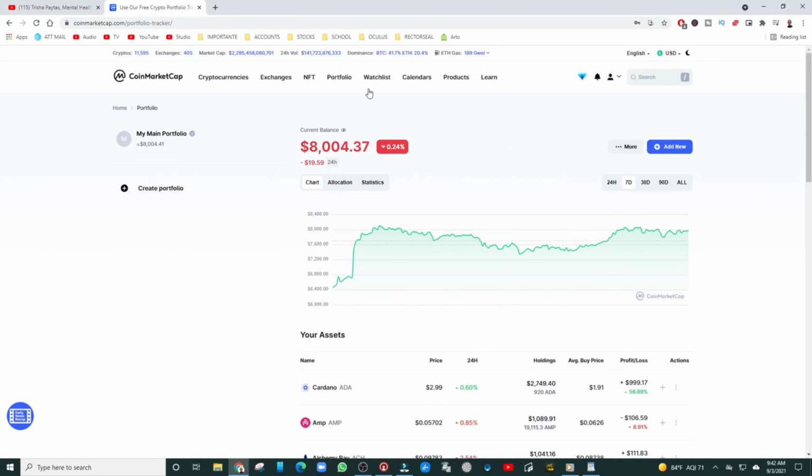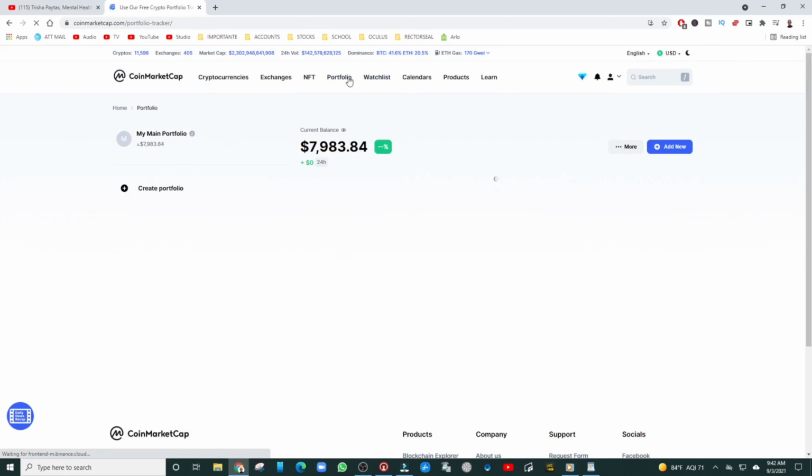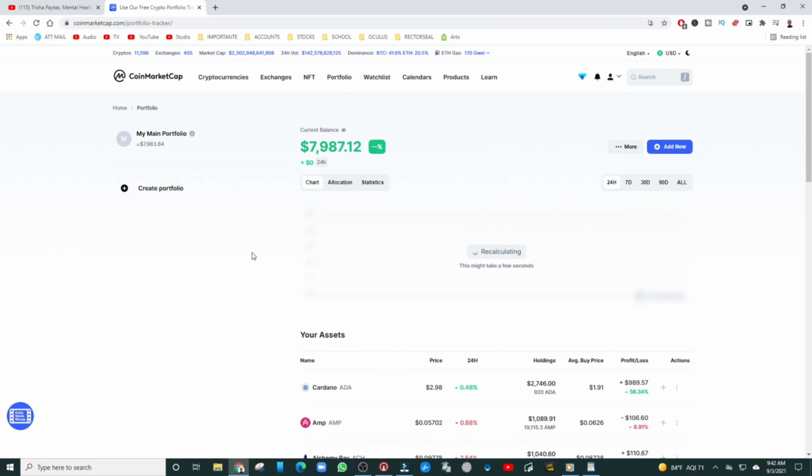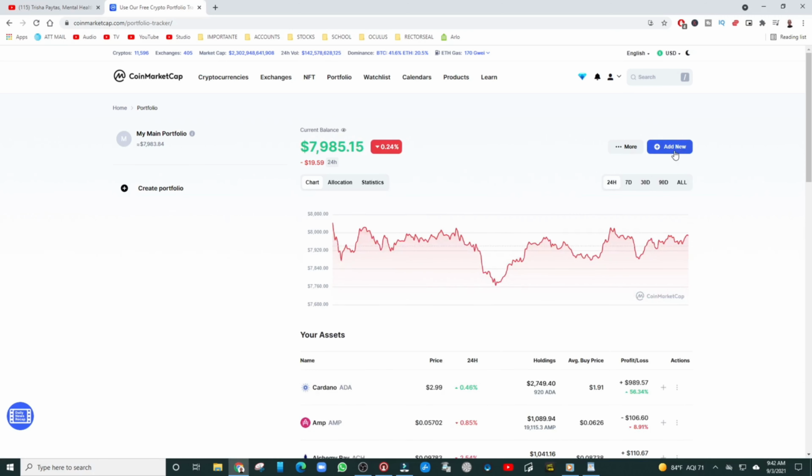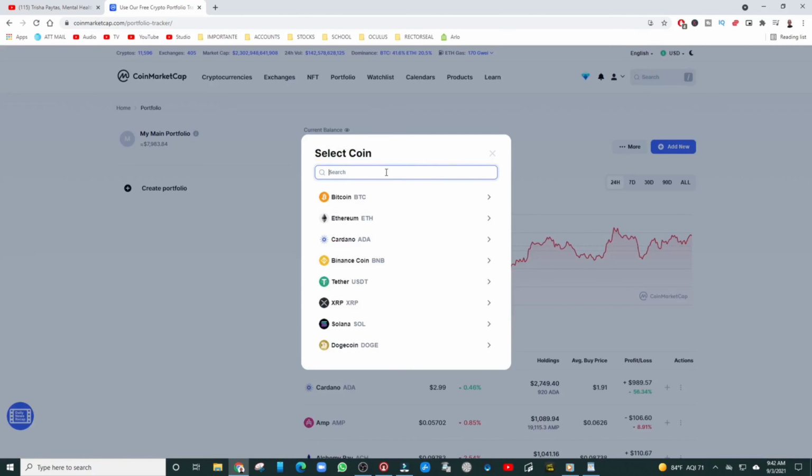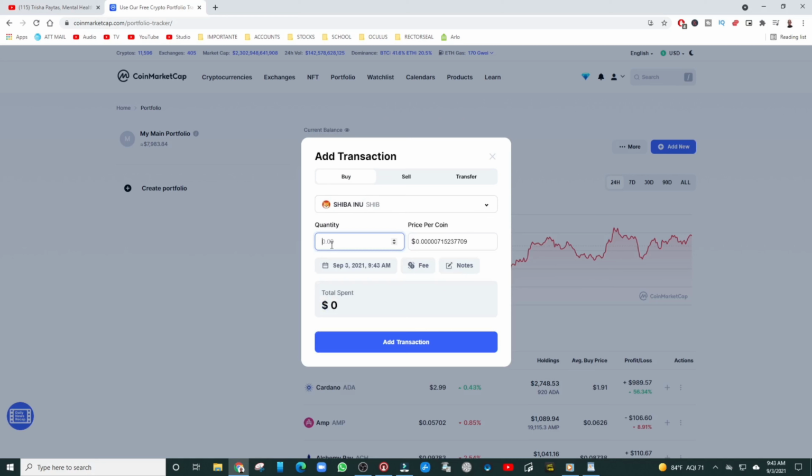And it's really easy. You go to your portfolio, basically, here. And I'm about to put in a new one because I just bought some SHIB. So I'm going to add on there. I'm going to type in Shiba Inu right there. And the quantity, I just bought 15 million. That's 15 and then six zeros. So 15 million, value of $107, and we just bought it. So that's the price right now.